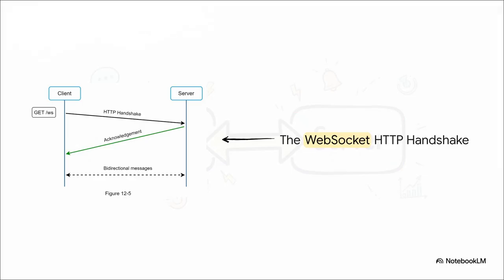You can see it perfectly mapped out right here. The client fires off a GET request with a WS endpoint, that HTTP handshake hits the server, and then the server shoots back an acknowledgement. From that exact point forward, the standard connection turns into this persistent bidirectional channel. The initial HTTP connection has been upgraded, and the real-time data pipe is just wide open.